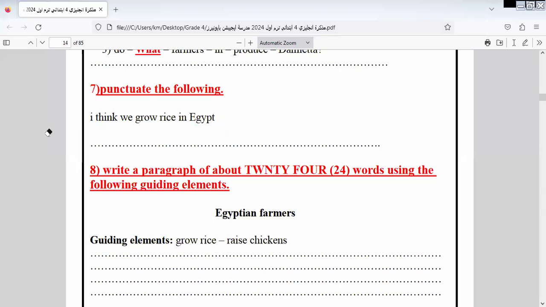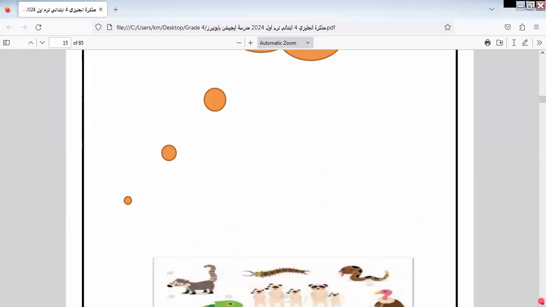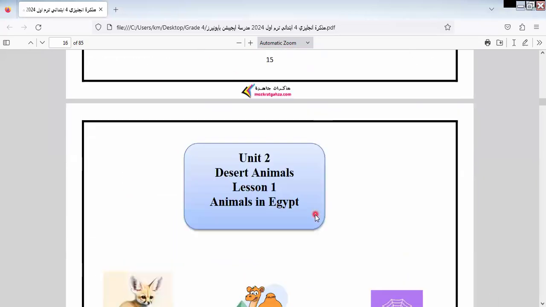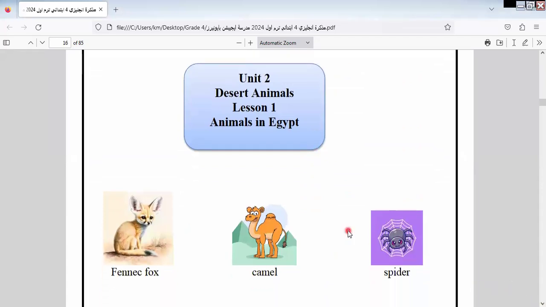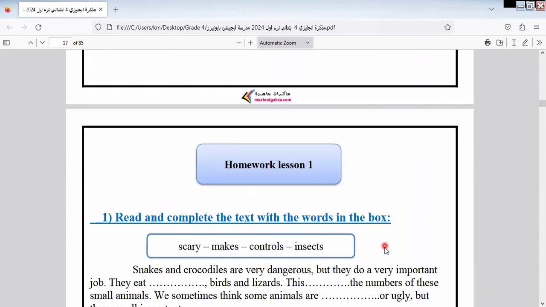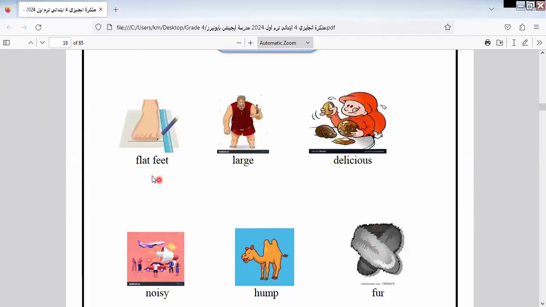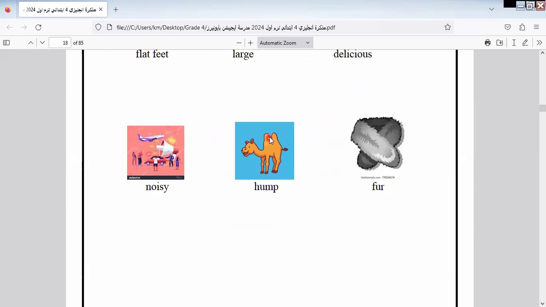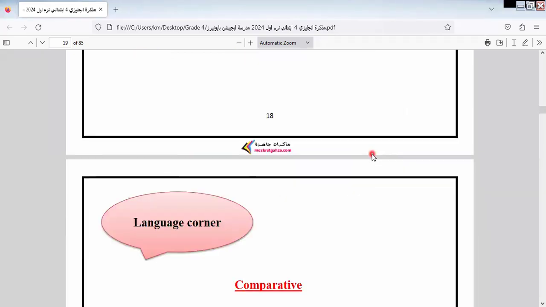Let's go to the next unit, unit 2. Unit 2 talks about what? About desert animals. Let's get to know more about this topic. Here in this part we know fox, camel, spider, snake, crocodile, lizard. We know here flat feet, large, delicious, noisy, hump. This is the hump of the camel. This is on your camel's body. This is the hump.